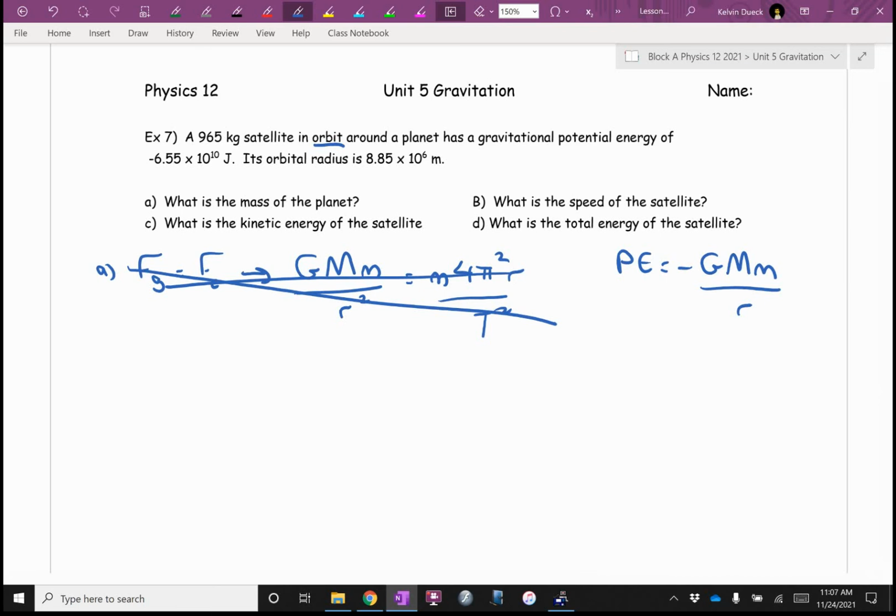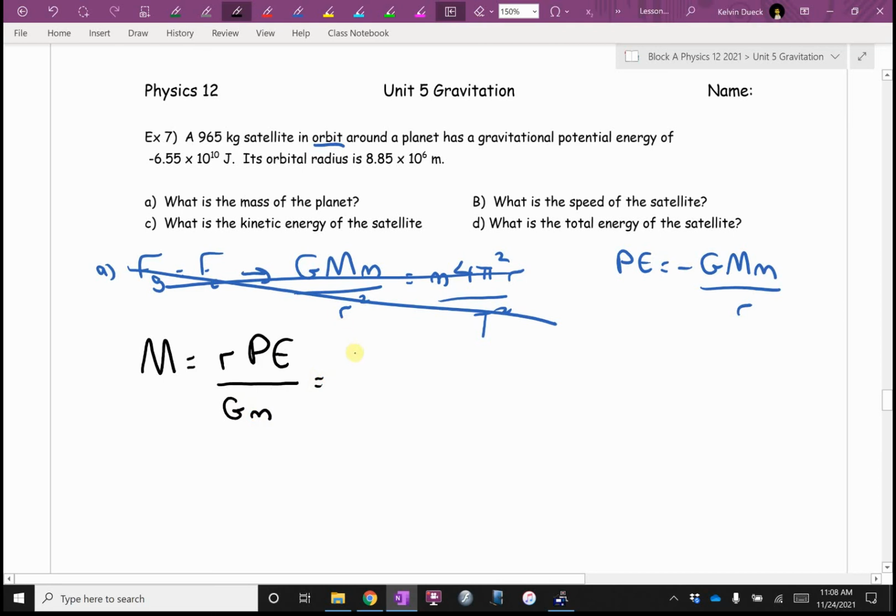I guess times by R, divide by big G, little m, and I think the negatives are going to cancel because the left side is going to be negative when I put the number in. Big M equals R times the potential energy, or potential energy times R, divided by big G, little m. And the negatives would definitely cancel.